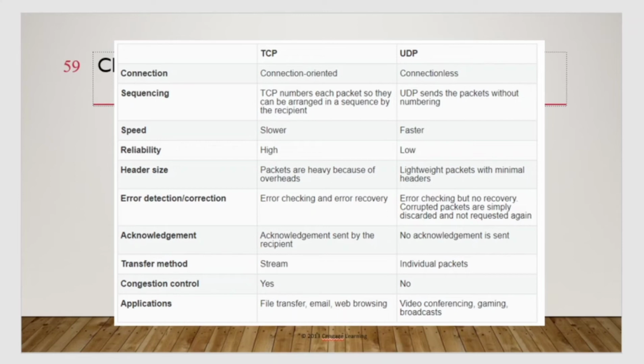Kasi si Netflix, madami sa kanya nag-a-access. From all over the world, sinusupplyan nila, nag-i-stream sila. Marami nag-a-access ng kanilang mga streams of shows. So, kaya kailangan nila ng faster way para ma-deliver yon dun sa clients nila. And that's why they use UDP.